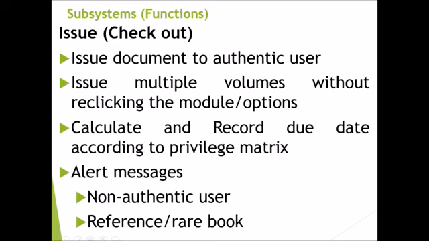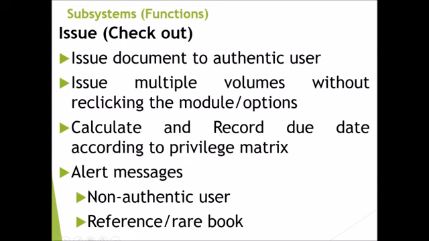Another function of the automated circulation system is issuing the documents. Issue is also known as checking out of documents. Here the documents should be issued to authentic users. An authentic user means the user who has joined your institution to obtain a degree in a particular subject, who has been given an ID card by the institution, and is an official member or user of your library.